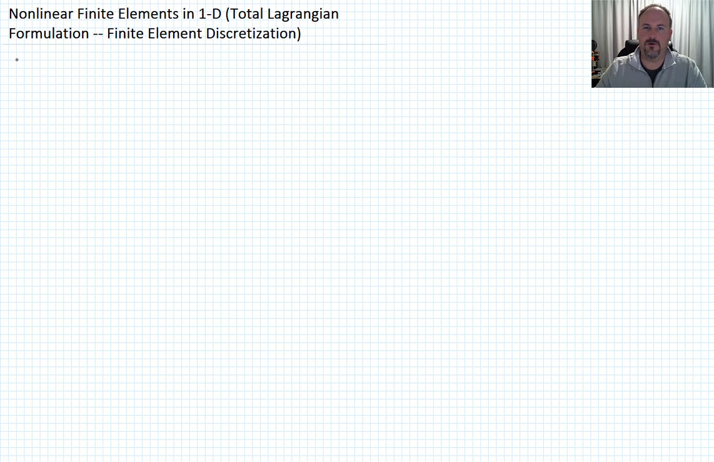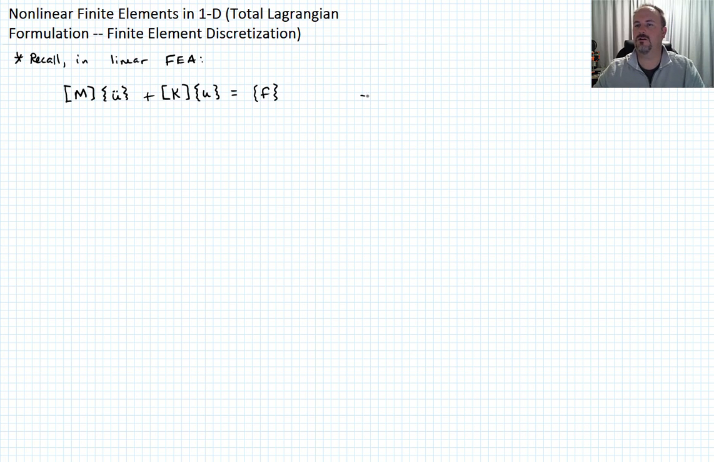So recall, in linear FEA, we had the quantity M times u double dot plus K, which is the stiffness matrix, times u is equal to some reaction force vector, call it F. Let's call that equation 1.